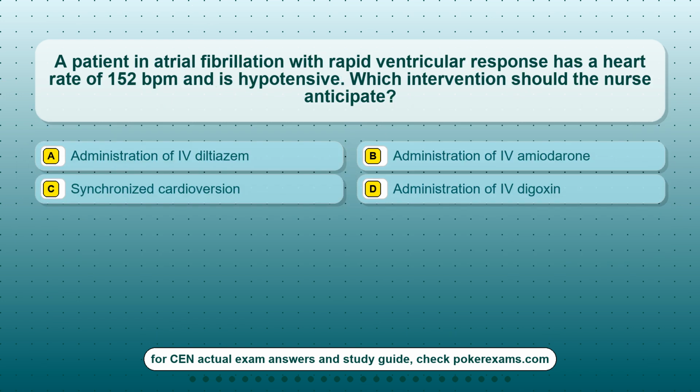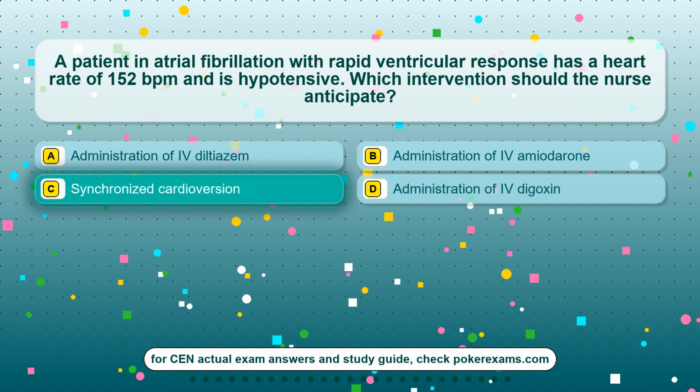Question 22. A patient in atrial fibrillation with rapid ventricular response has a heart rate of 152 bpm and is hypotensive. Which intervention should the nurse anticipate? Option A, administration of diltiazem. Option B, administration of amiodarone. Option C, synchronized cardioversion. Option D, the administration of digoxin.